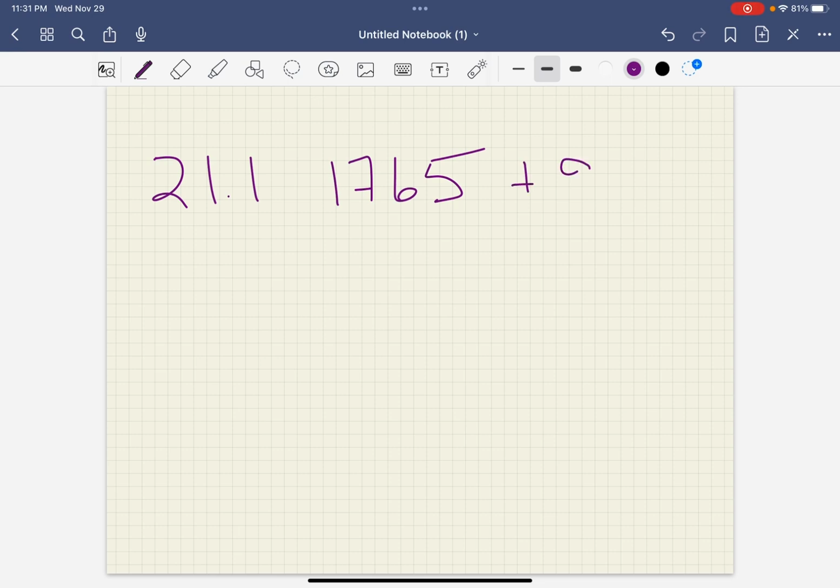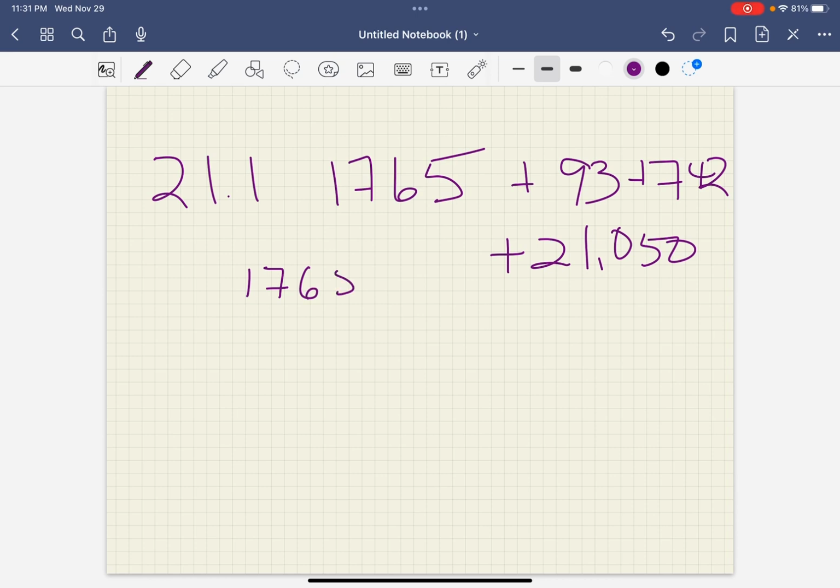1,765, 93, 742, and this really weird number, 21,050. So clearly that 21,050 doesn't go with it, but if we're averaging all of these, we have to count it in there. So I'm just going to line them up: 1,765, 93, 742, 21,050. Okay, if we add straight down, 5 and 3 is 8 and 2 is 10, carry a 1.